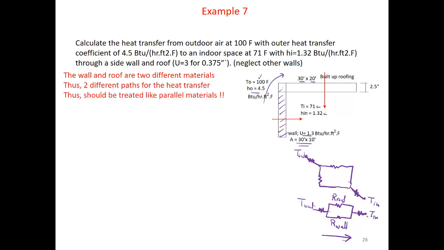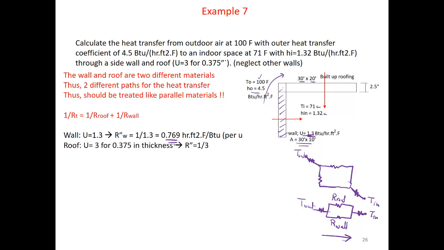So the built-up roof has a value of, I started with the wall. So the wall has a U value of 1.3. We already have that, it's given. So we can find the R per unit area. It's 1 over the U value, so it's 1.769. For the roof, you're going to get 3 for a thickness of 0.375. That's something I mentioned for you in the table, so you can check that. However, that's for 0.375. Here you have 2.5 inch.